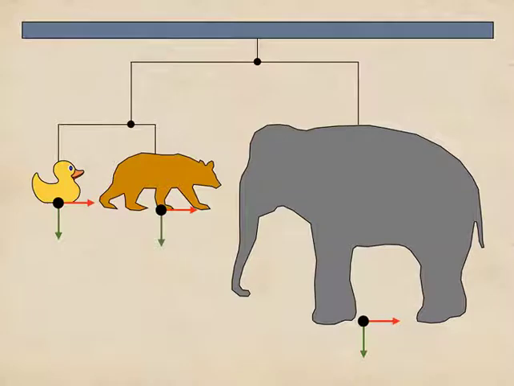Here's my basic sketch from the mobile, and I'm also showing you where the coordinate systems are for the 3 animals. Both the duck and the bear are looking along the positive x-axis. The elephant is looking into the negative x-axis. So let's use this to draw the mobile.